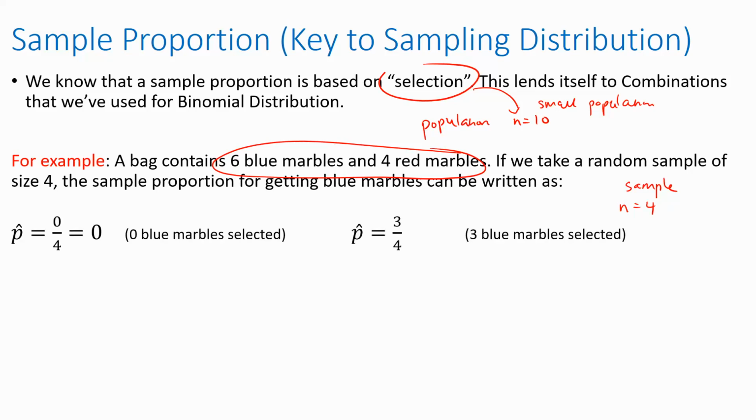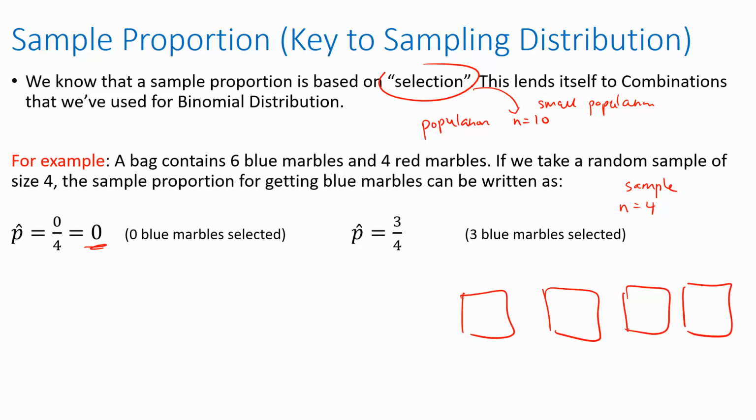Now, my question here was, if we take a random sample of size 4, the sample proportion for getting blue. So this is me wanting to get blue. Okay, so I've got 6 blue marbles. Out of the 4, I have a choice of getting no marbles. So out of the 4, so if you think about it, this is my 4. I've got 10 of those marbles there.